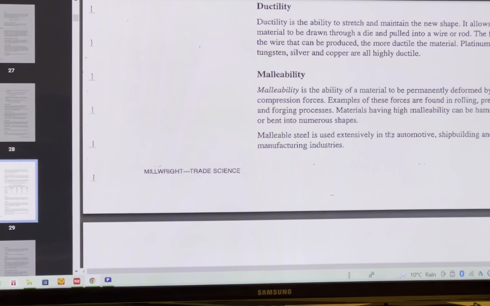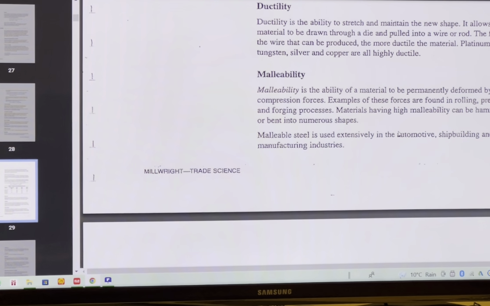Next is malleability. Malleability is the ability of a material to be permanently deformed by compression force. For example, you hammer a steel pipe. The hammer gives a compression force, and the material is permanently deformed and does not go back to the original dimensions.